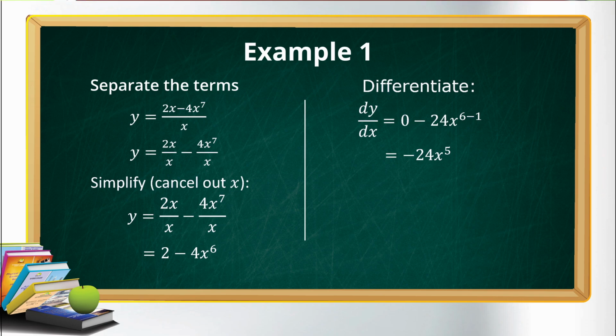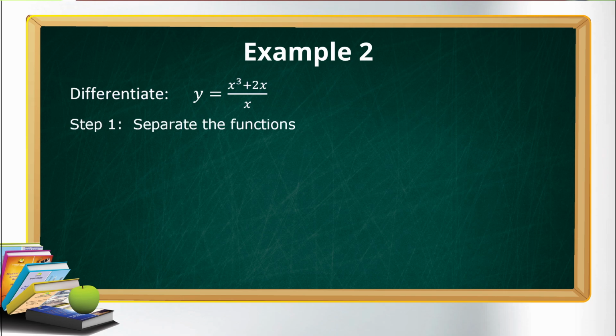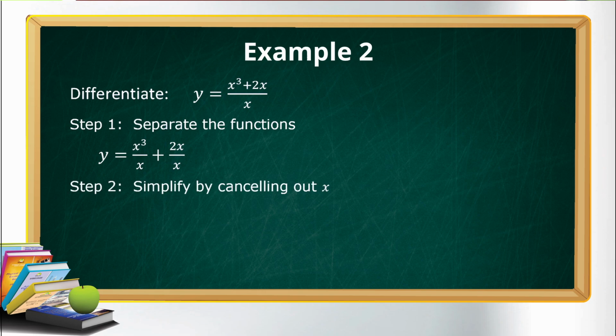There, we are done with the first one. Let's go straight to the next example. Example 2. Differentiate y equals (x cubed plus 2x) over x. Step 1. Separate the function into two fractions. It becomes x cubed over x plus 2x over x. Step 2. Simplify by cancelling out x. Now we are left with y equals x squared plus 2.